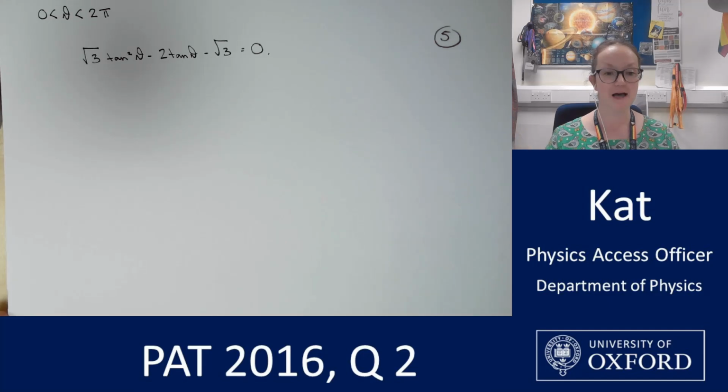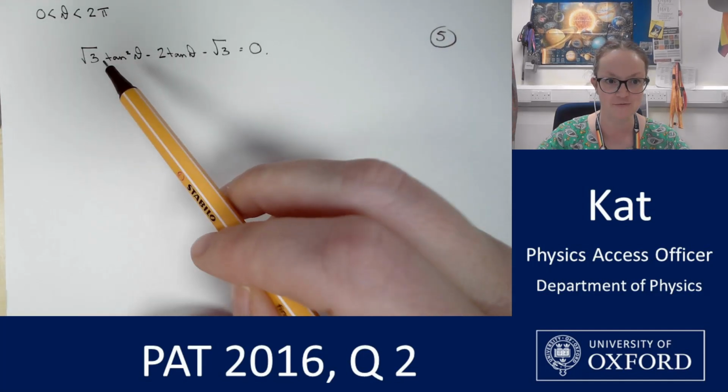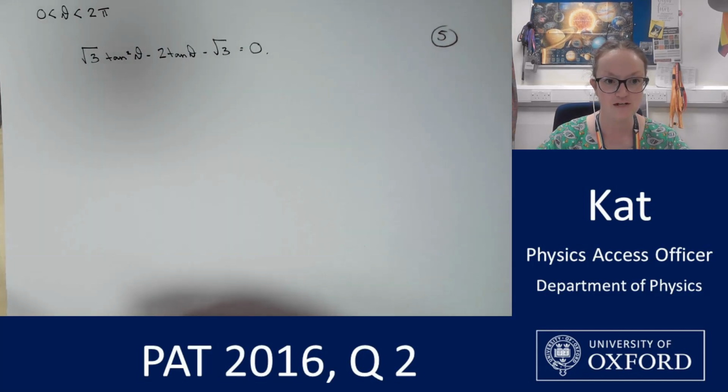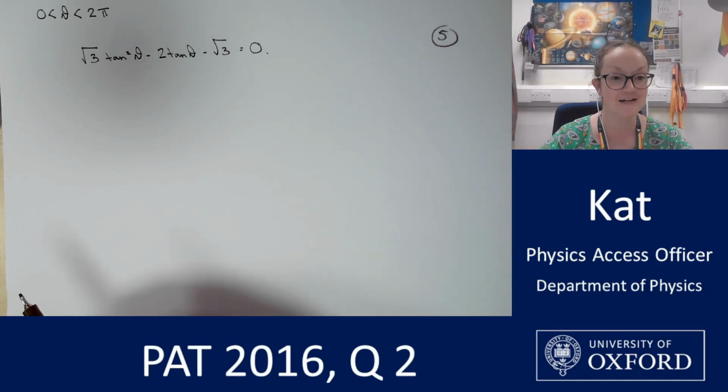This problem is a maths problem from towards the start of the paper, and it asks you to find all of the values between 0 and 2 pi of theta for the equation root 3 tan squared theta minus 2 tan theta minus root 3 is equal to 0. And we're told that this is a 5-mark question, so straight away we know there's going to be quite a lot to this. This problem, I'm going to try and break it down in a couple of steps.